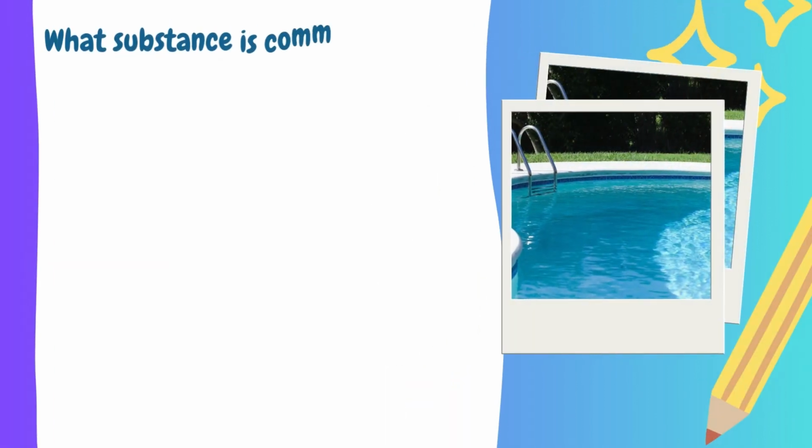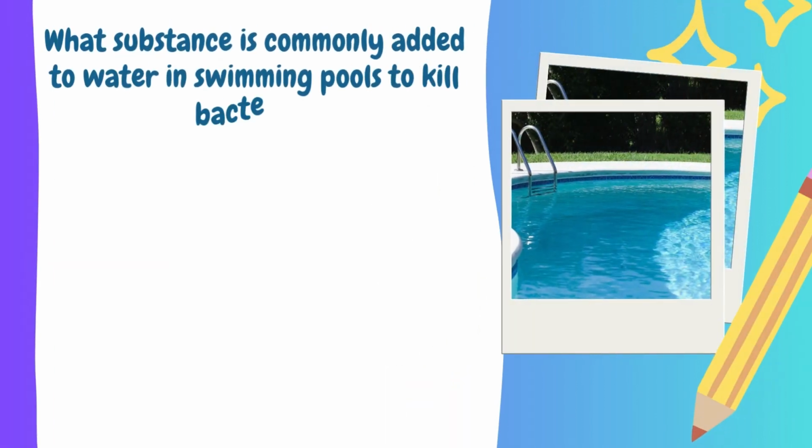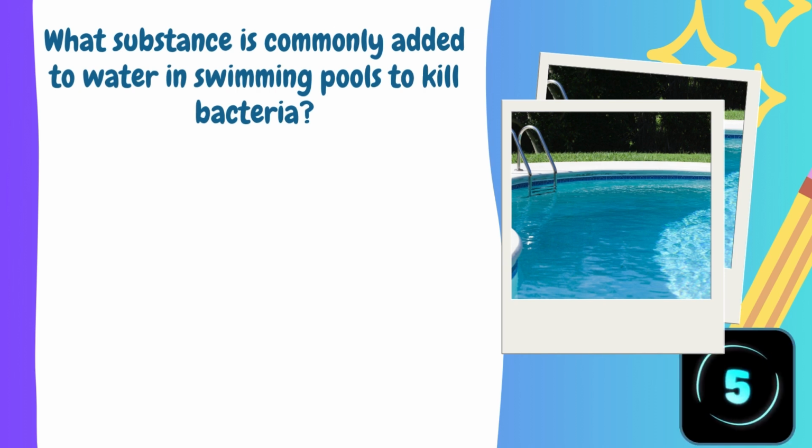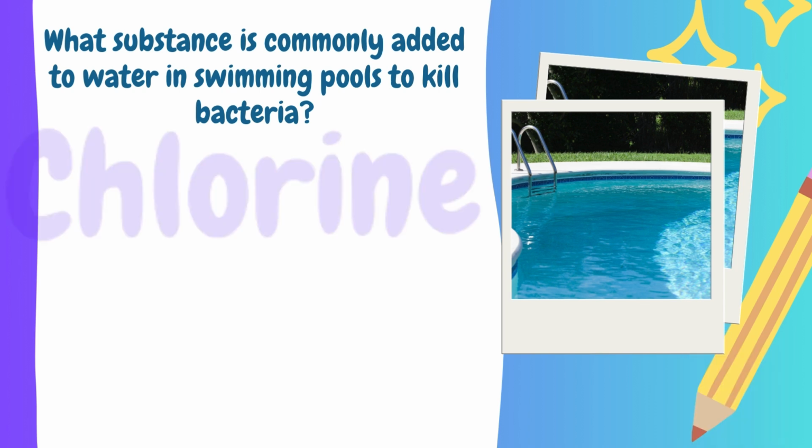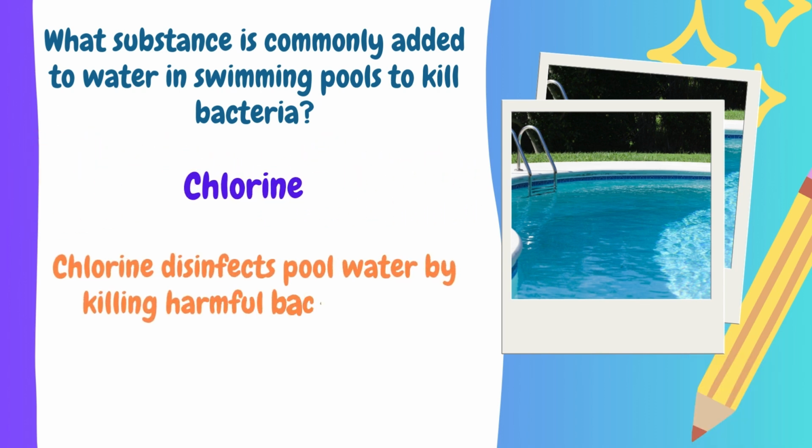What substance is commonly added to water in swimming pools to kill bacteria? Think about the last time you took a deep. The answer is chlorine. Chlorine keeps pools clean by killing harmful germs.